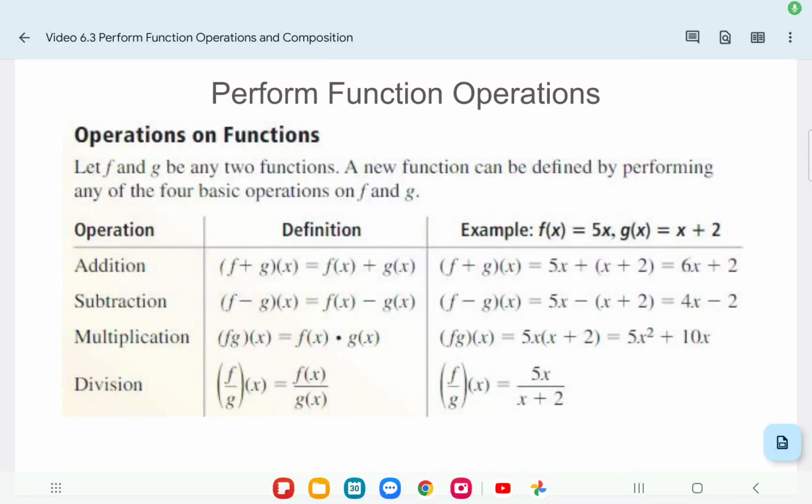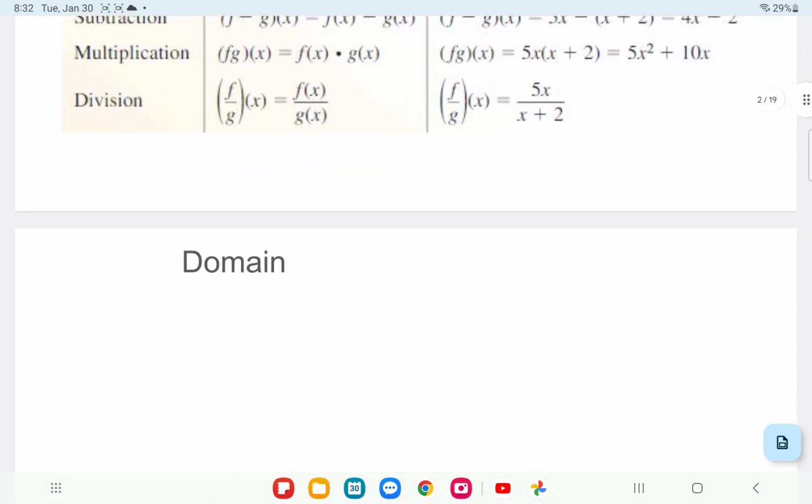This lesson, we're going to talk about how to perform function operations. So when we're adding, subtracting, multiplying, and dividing more than one function together, the one thing that we're going to talk about consistently is how to find the domain of these new functions after we add, subtract, multiply, and divide.